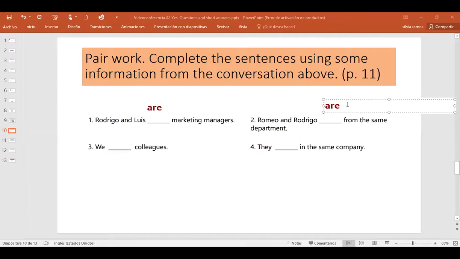Is this correct, guys? No, right? What is the conversation? What does the conversation say? Aren't. They aren't from the same department. Very good. They aren't from the same department. Excellent. Tell me here, Claudia Yvette, number three. We are colleagues. We are colleagues, right? Very good. We are colleagues. Very good. And number four, please tell me the answer for number four.